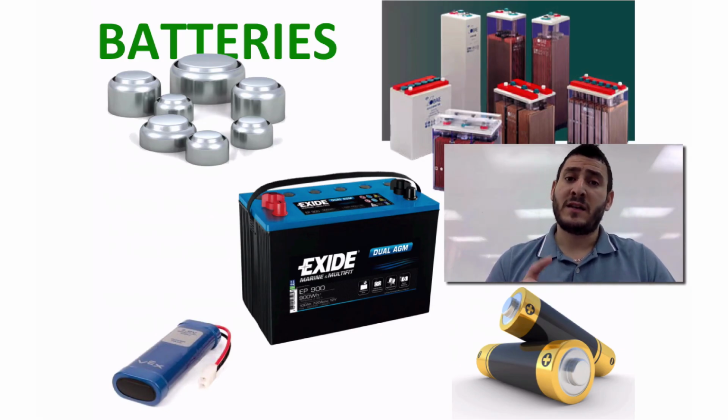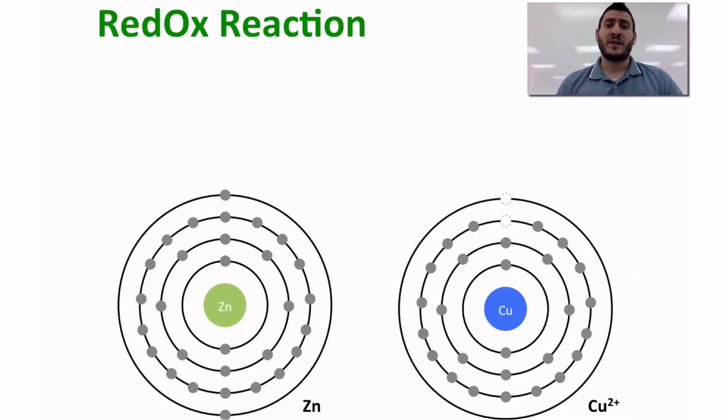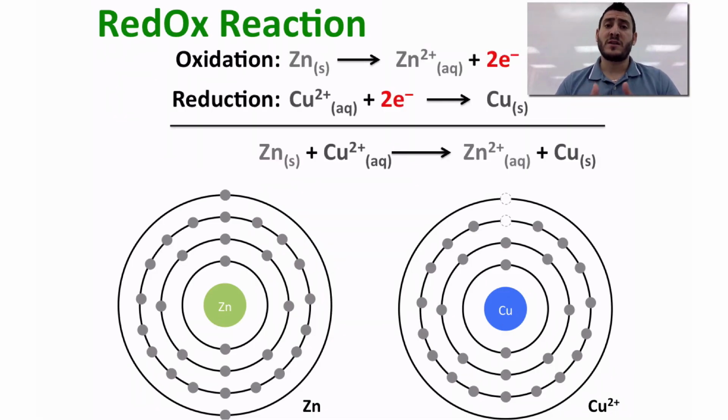But before that, let's discuss the redox reaction. A redox reaction is the sum of two half equations, the oxidation and the reduction. In this example, I'm showing the oxidation of zinc, where zinc is losing 2 electrons, and the reduction of copper 2, that's gaining the electrons lost by zinc. And therefore, you have transfer of electrons between zinc and copper. The transfer of electrons between zinc and copper can be used in a battery to generate electricity.